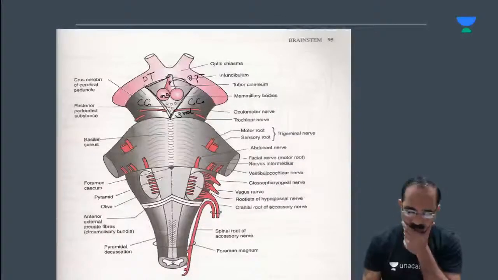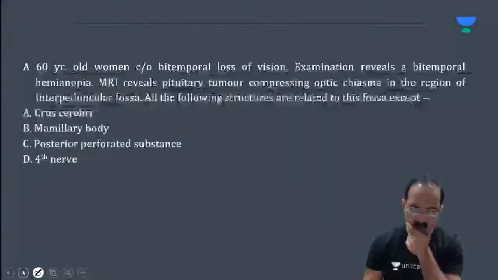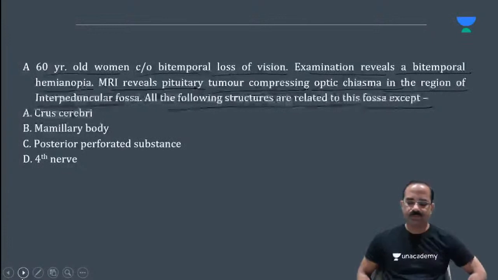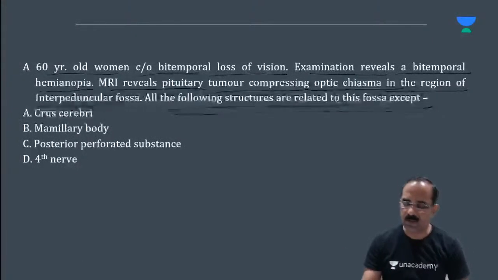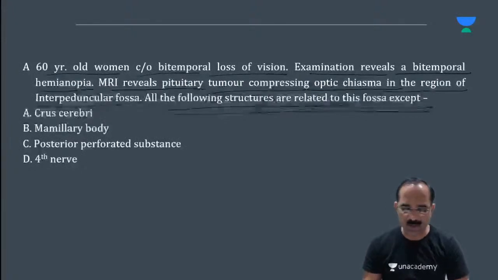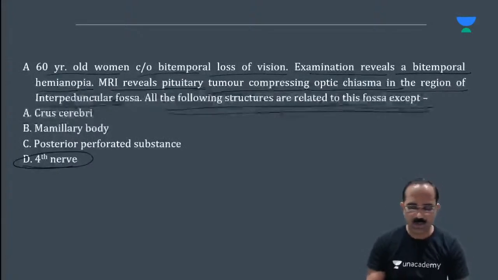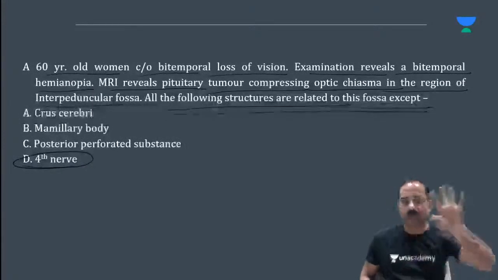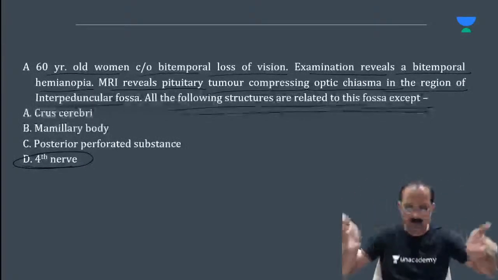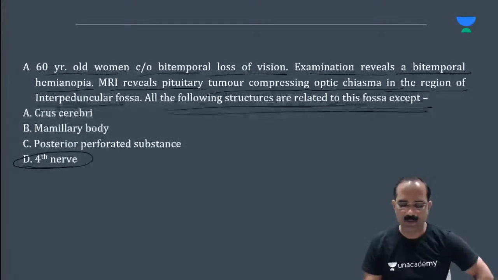Okay. So what is the answer for this MCQ that we were looking at? All the following structures are related to this fossa except... What's your answer? Fourth nerve. The fourth nerve is not a content of the interpeduncular fossa. It comes from behind. It's not a content. Clear to all of you?